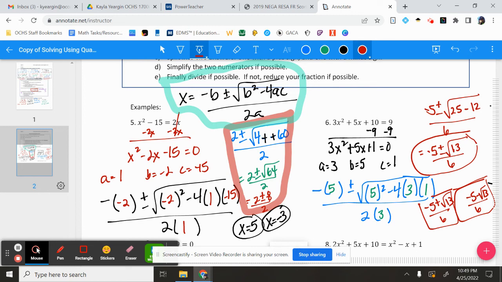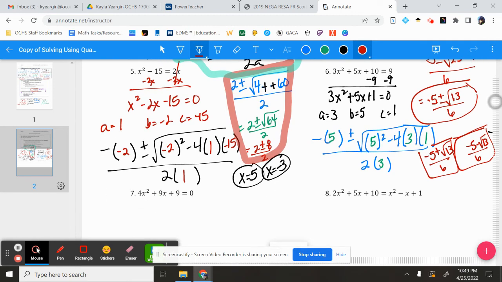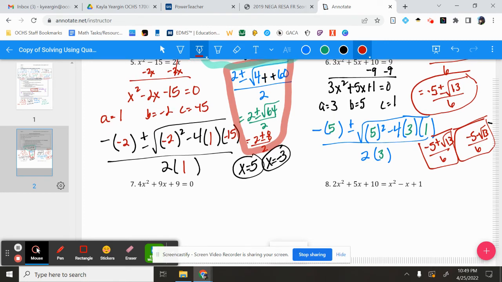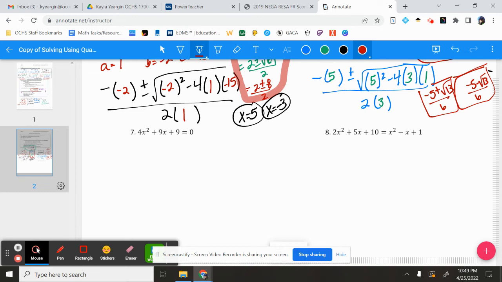Now, if you're not understanding or you're lost, make sure you're pausing this video and rewinding and going back to make sure you understand where everything is coming from. If you would like to try these on your own, click pause and then come back and watch the video when you finish.